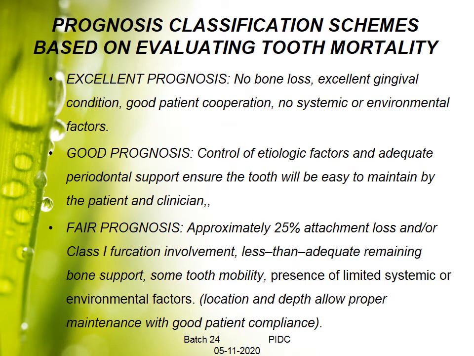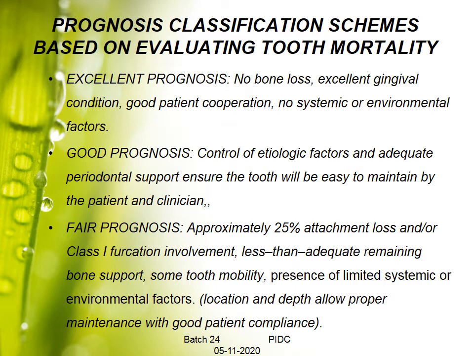We term a condition to be a good prognosis if the individual has good control of etiologic factors, has adequate periodontal support, and there is assurance that the tooth will be easy to maintain by the patient and the clinician. Then such a dentition or a tooth will fall into the category of good prognosis.